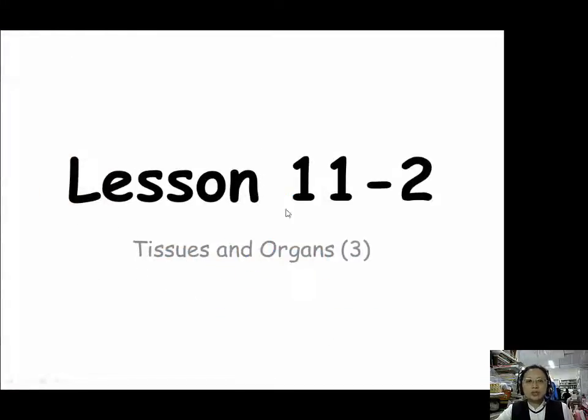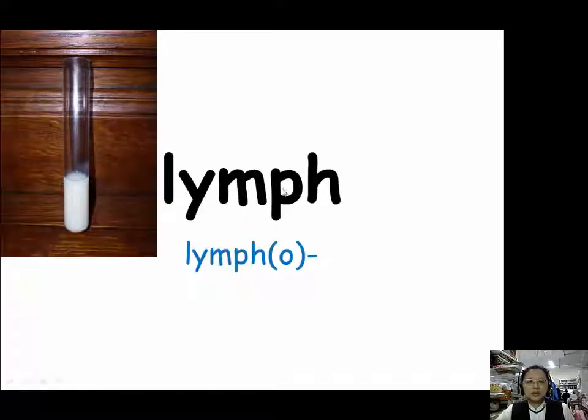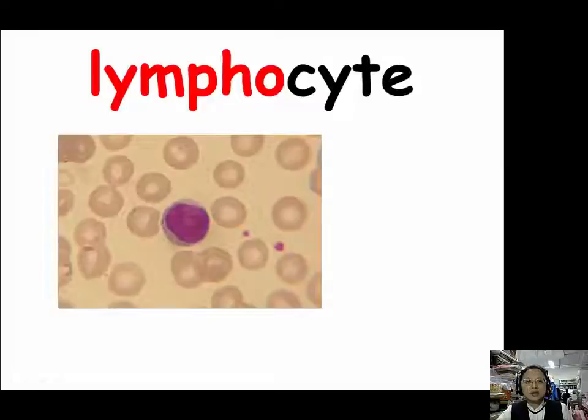Now let's proceed to the last part of lesson 11. First, when we talk about lymph, what is lymph? Lymph is the fluid that circulates in our body. We have blood vessels and we have lymph vessels, the lymph system, which is also a part of the circulatory system. The prefix we use to describe lymph is lympho, L-Y-M-P-H-O.